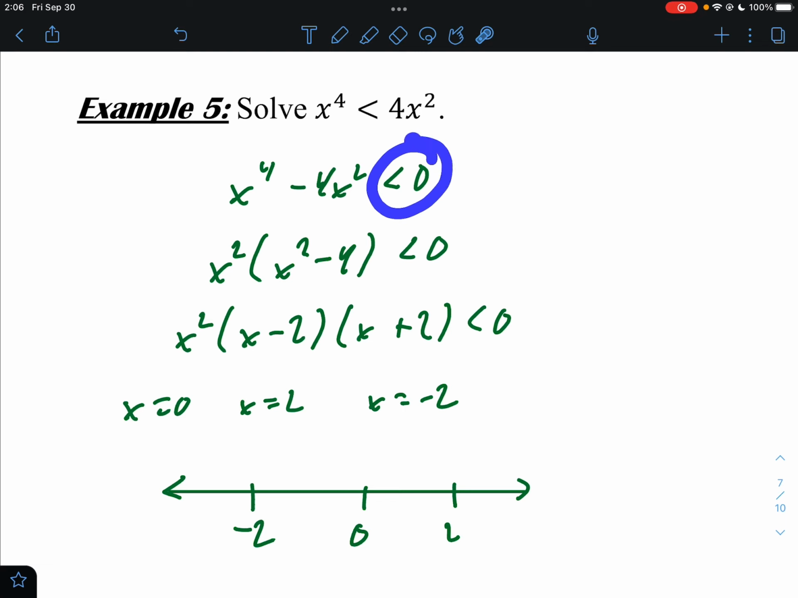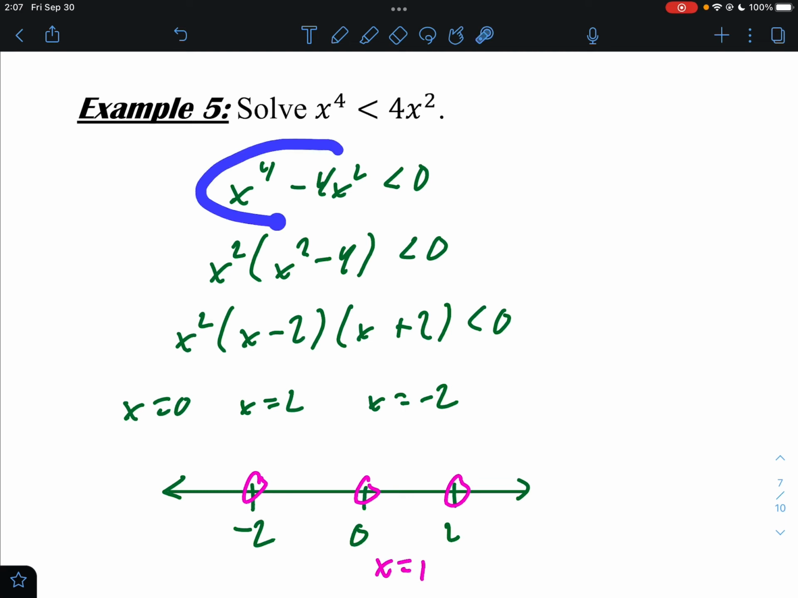Open or closed circles are going to be open because it's just less than. All right, let's pick a test point. How about x equals 1? We put that back in here. We get 1 minus 4, which is negative. Okay.